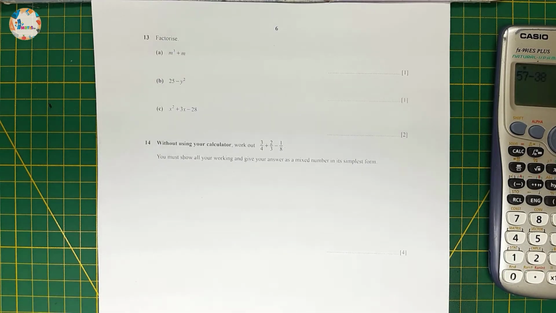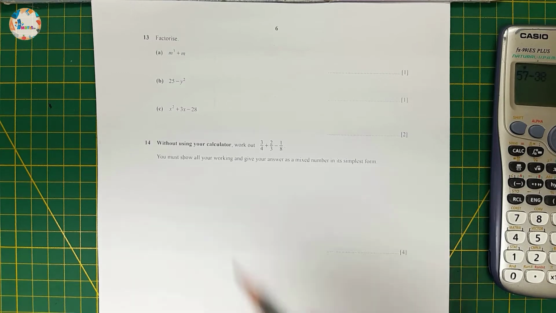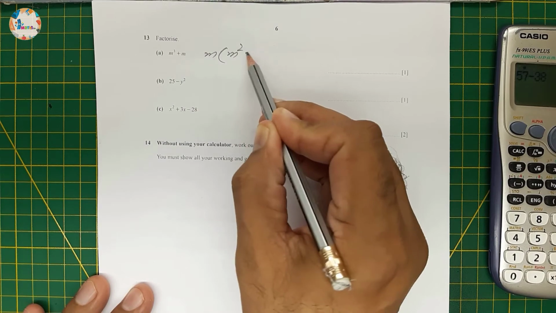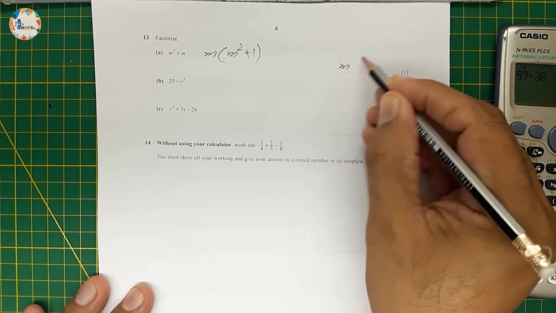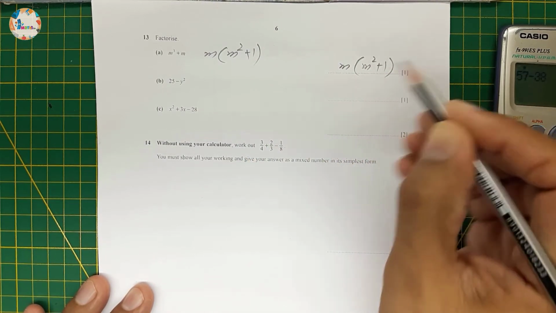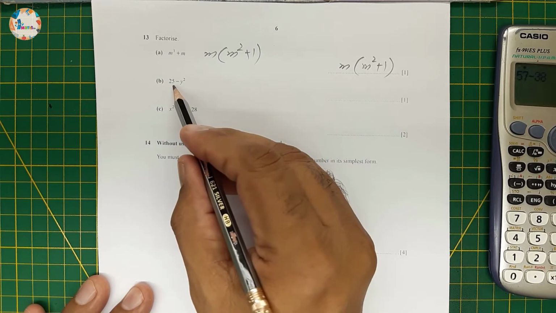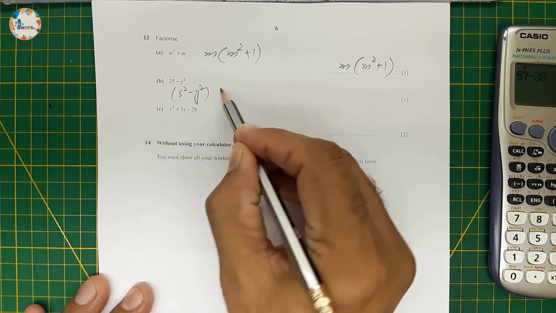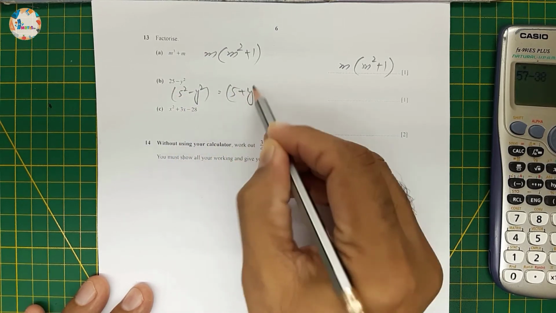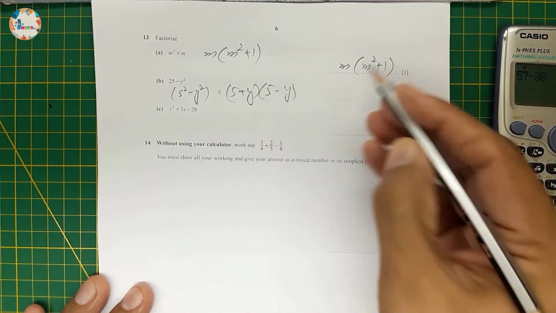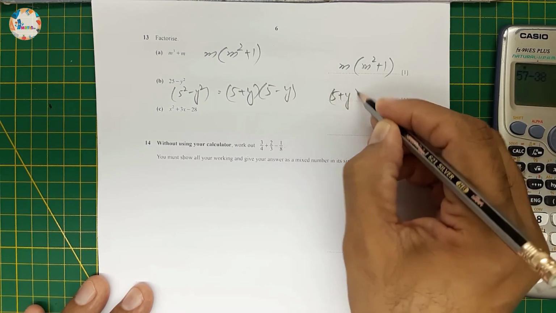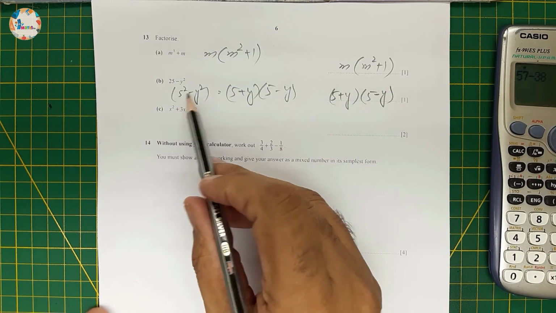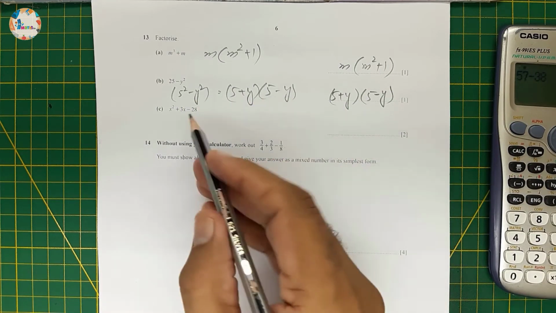Now factorization, question number 13. This is saying m cube plus m. So we can take m common. Inside will be m square plus 1. So m into m square plus 1. This will be factorization. Then by this we can write 5 square minus y square, and this will be equal to 5 plus y into 5 minus y. So 5 plus y and 5 minus y. This will be our answer. The formula is a square minus b square is equal to a plus b into a minus b.